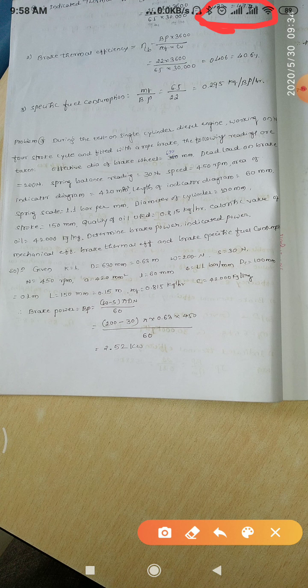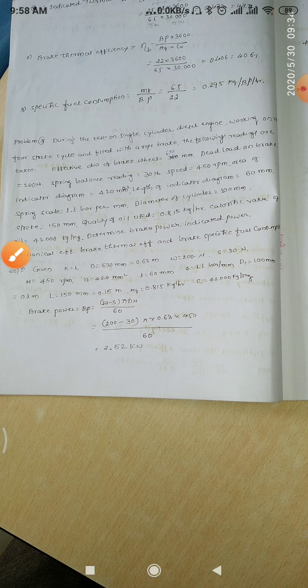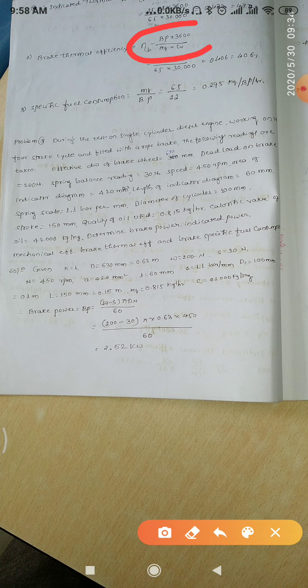So in this, BP we know, given 22 kilowatt, so into 3600 because in terms of hour. Then mass of fuel we know 6.5, CV equal to we know 30,000. Substitute all the values and we can get 40.6% of brake thermal efficiency. This is the brake thermal efficiency of the engine.